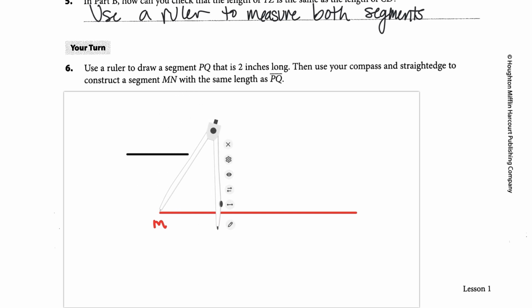And copied it down to the line with M on it, swung an arc, and labeled that part where they intersect with N.